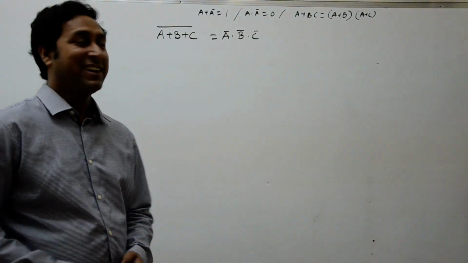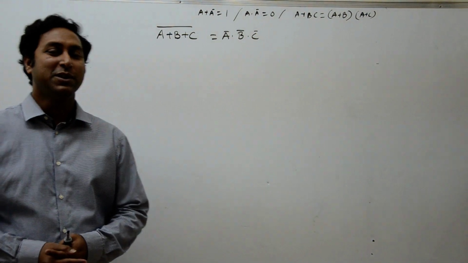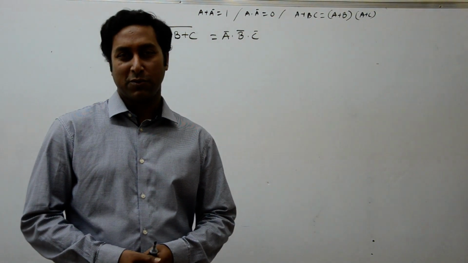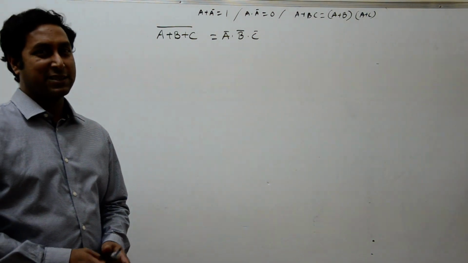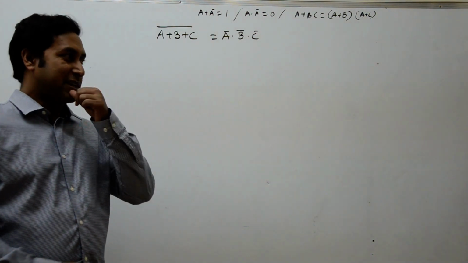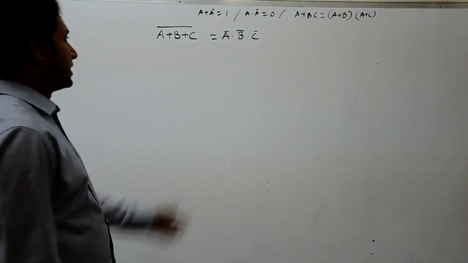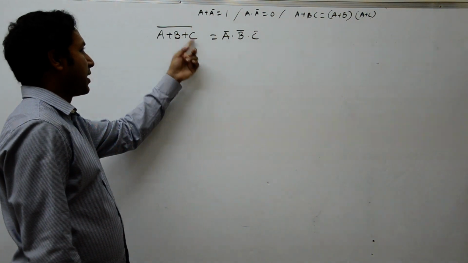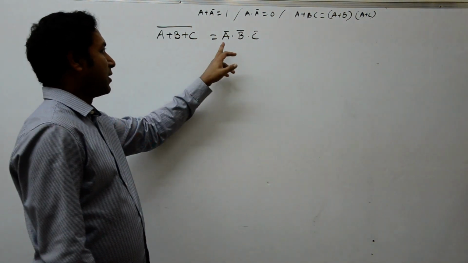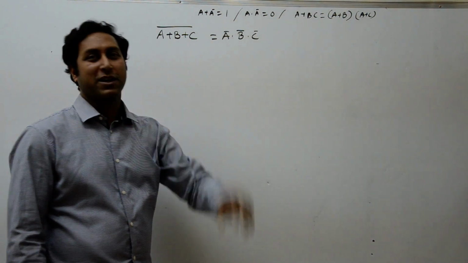Hello, welcome again. Hopefully you remember that in the last video we have seen De Morgan's law with two variables, isn't it? And I told that in the next video I will talk about De Morgan's law with three variables. So today we'll do that. See, it's De Morgan's law with three variables. A plus B plus C whole bar is equal to A bar dot B bar dot C bar. We will see how we can prove that.